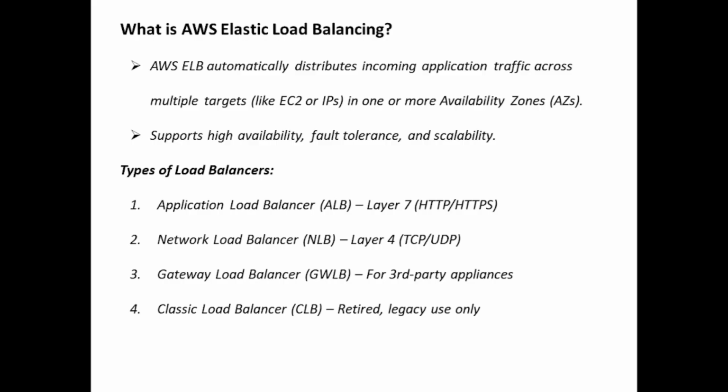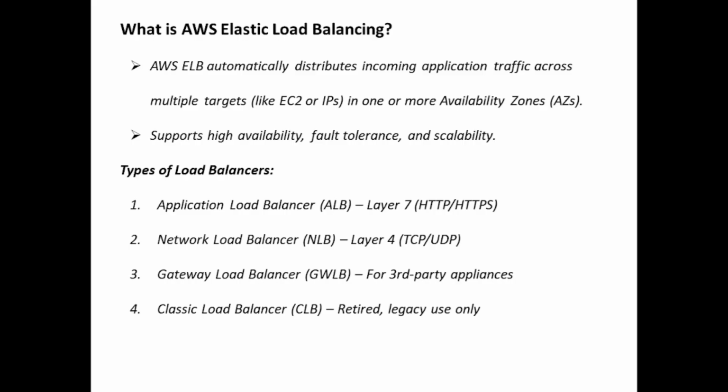ELB is mainly responsible for improving availability, ensuring fault tolerance, and supporting scalability. It automatically distributes incoming traffic across multiple healthy targets, such as EC2 instances spread across different availability zones. If one instance fails, ELB reroutes traffic to healthy ones, maintaining uninterrupted access. And when combined with autoscaling, ELB enables your infrastructure to grow or shrink based on load, ensuring consistent performance.